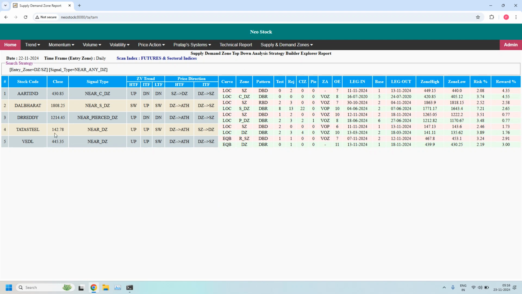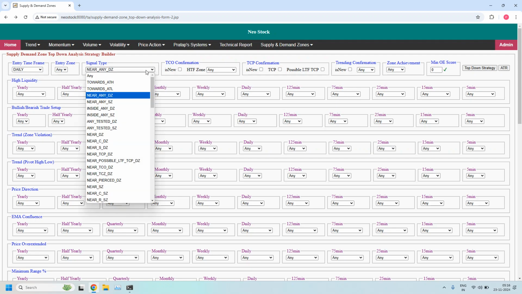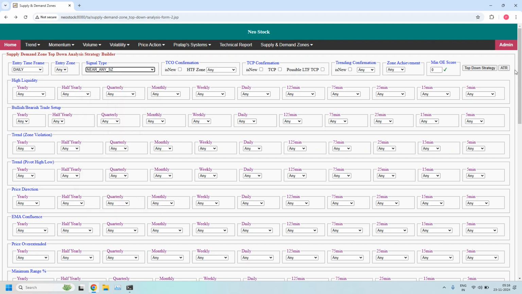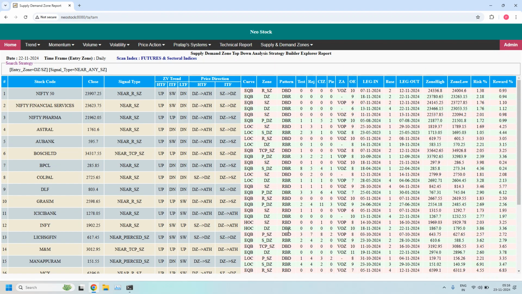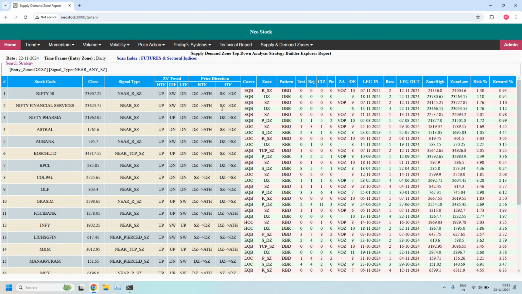Okay, so next, for daily time frame, let's find the stocks near daily supply zone. We have a big list. These are the first 15 stocks. I am scrolling the list down. So total 24 stocks are filtered. In these 24, let us identify high liquidity supply zones.